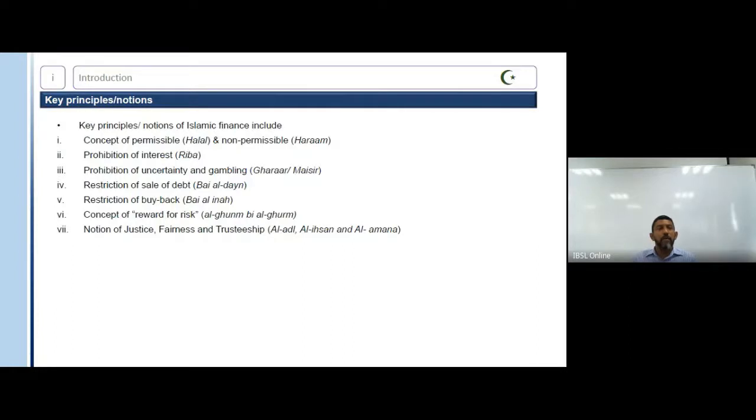Okay, we move on to the key principles. When we initially defined Islamic banking, we defined it as financial intermediation within the principles of Sharia. Now, what these principles are is what we are going to clarify. It can be easy to misconceive; when we say Islamic banking, you might think it means wearing a cap or something like that. Nothing is further from the truth.